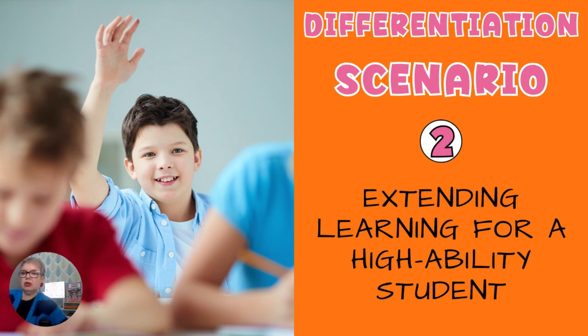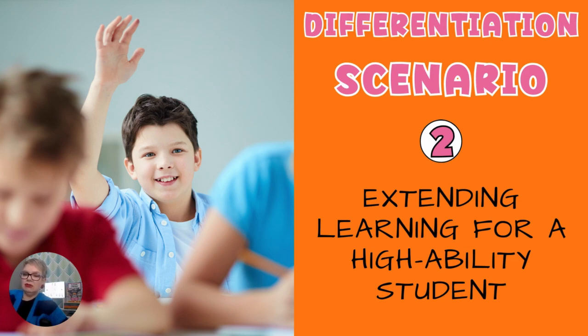Differentiation scenario 2, extending learning for a student of high ability. The challenge. A student finishes their work quickly and starts fidgeting, distracting others and looking bored. TA differentiation strategies. You could encourage deeper thinking. So you could ask open-ended questions like, can you explain this in a different way? Or what do you think would happen if?